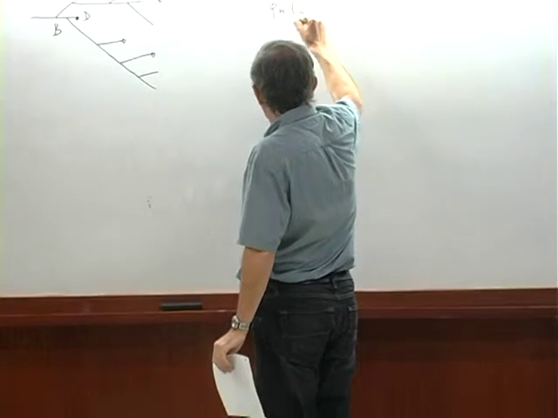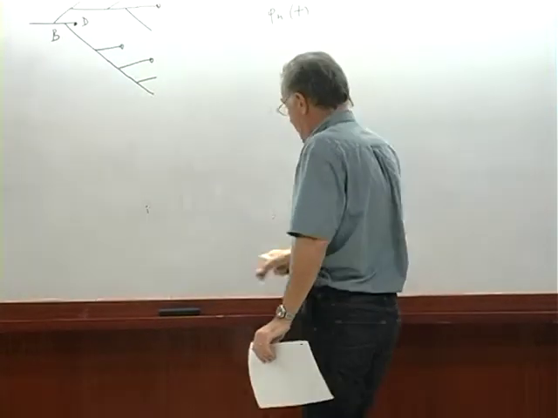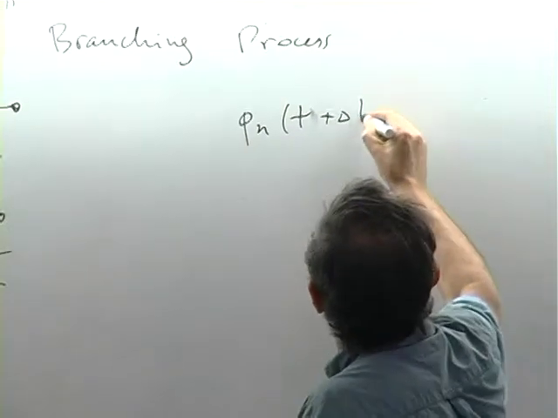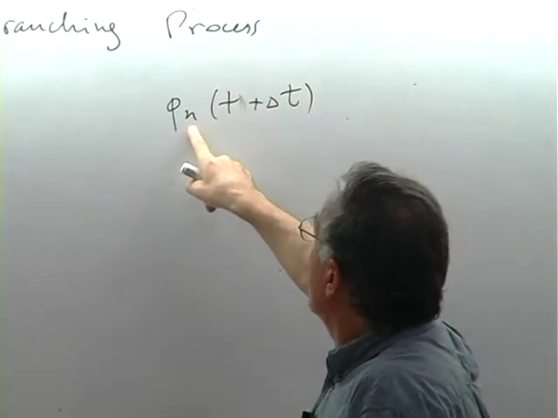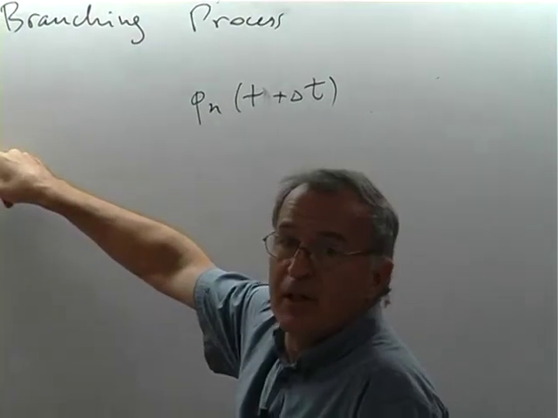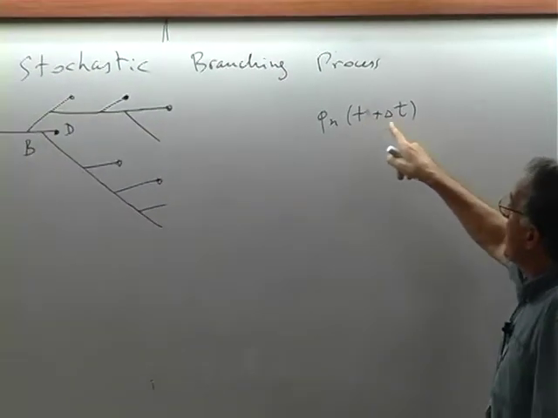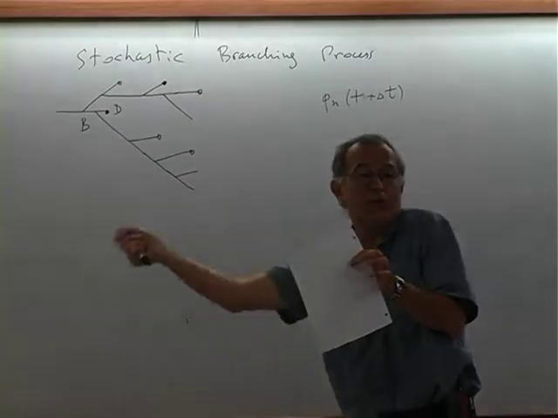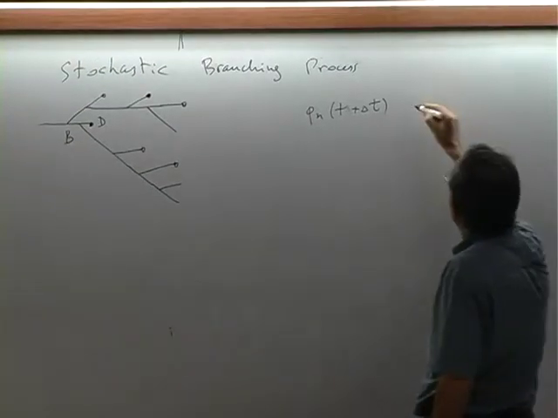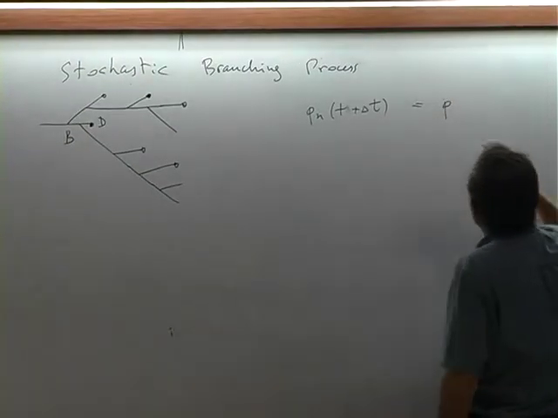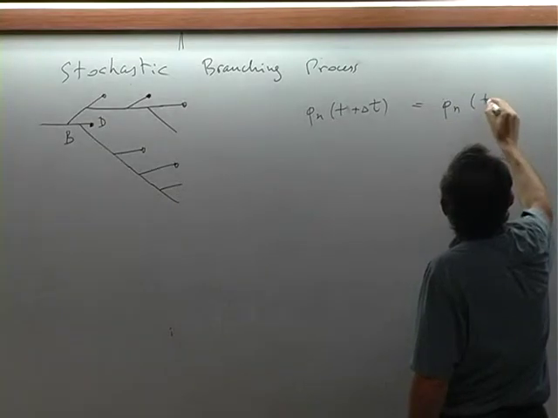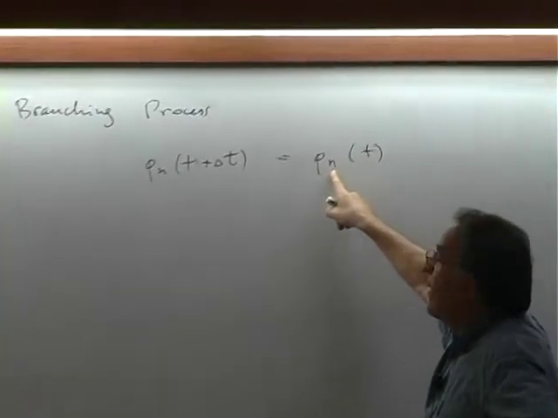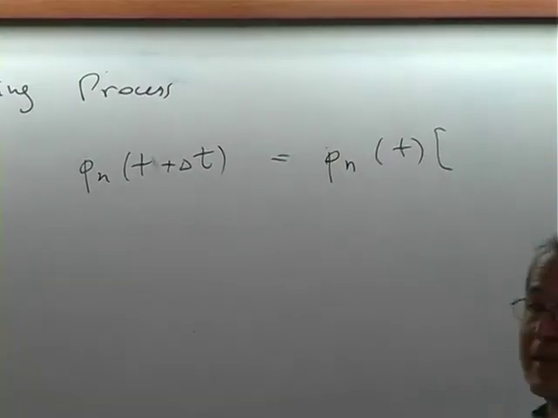So let's calculate the probability of finding exactly n live branches in this tree after time t plus delta t. So we're thinking of this as a continuous or Poisson random process in time. So that probability is equal to what it was before at the earlier time, provided that nothing happened.